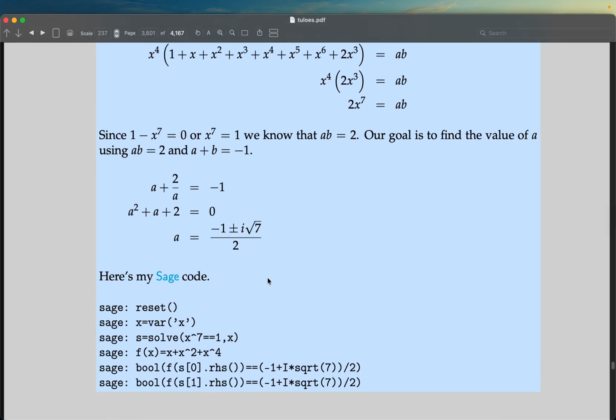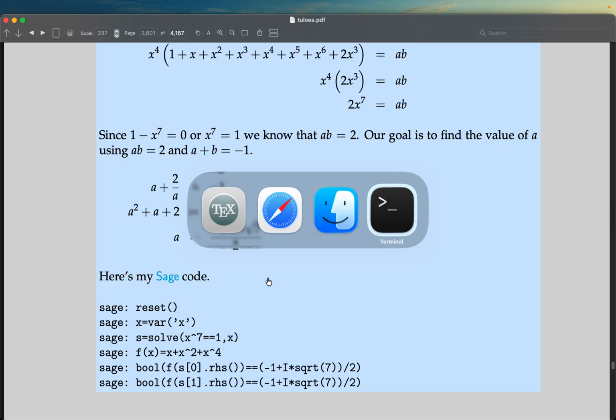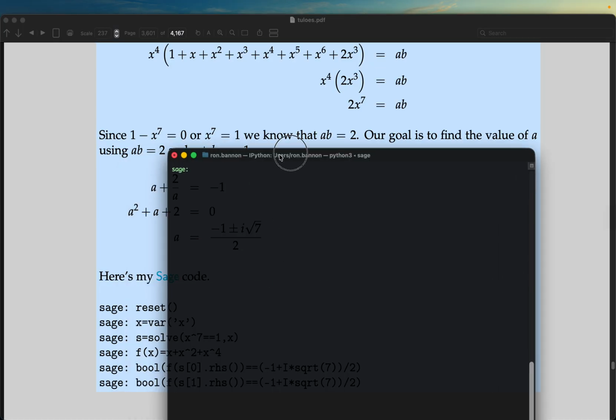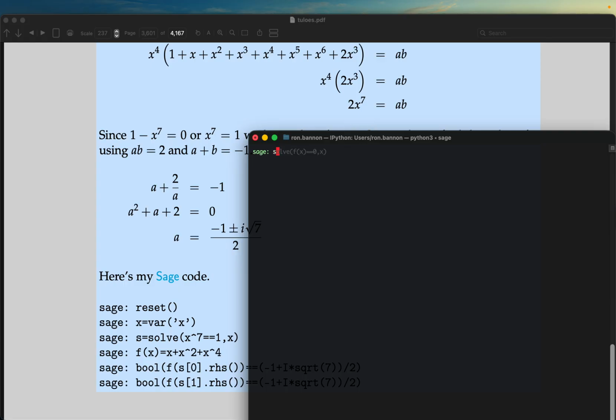So what I want to do is just go to Sage. I'm going to clear the screen, and what I want to do is type in the code over here. Just a way to check. It's a good idea to use software to check what you think is true.